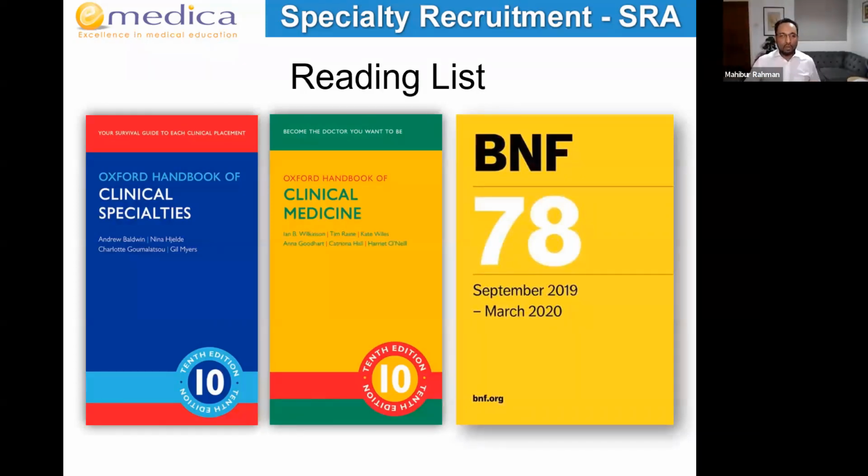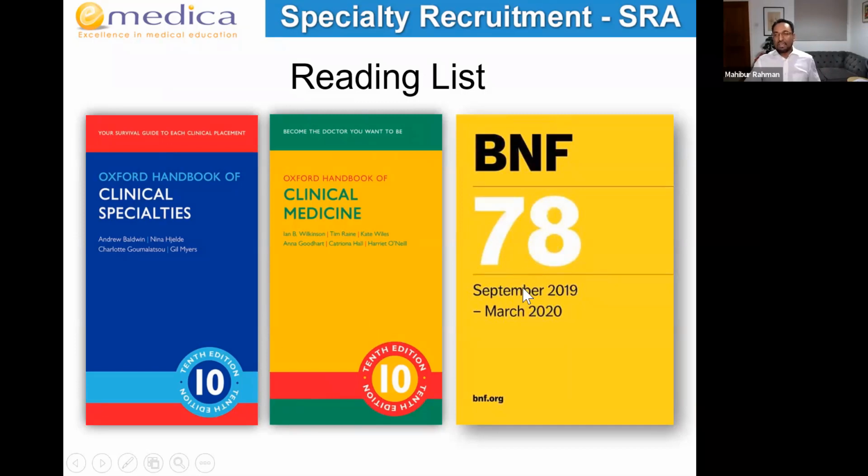So Oxford Handbook of Clinical Specialties and Oxford Handbook of Clinical Medicine, between them, they cover the whole curriculum for this exam at more than enough of a level for you to score really, really well. Not enough for membership, but you're not doing membership. So you don't need a separate book for peds, and these two are enough. Make sure you've got the 10th editions.